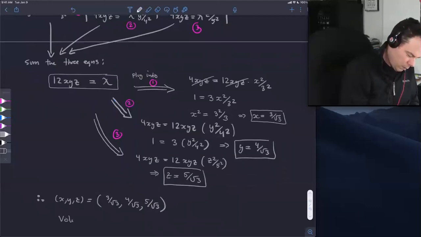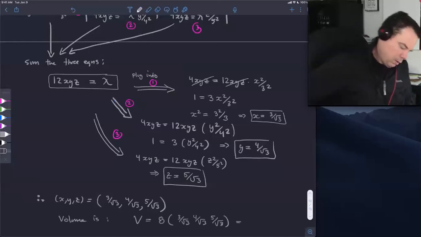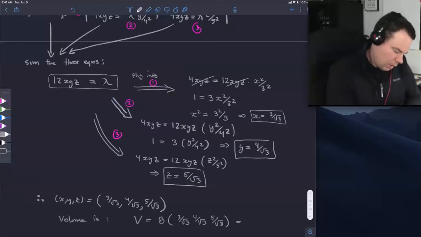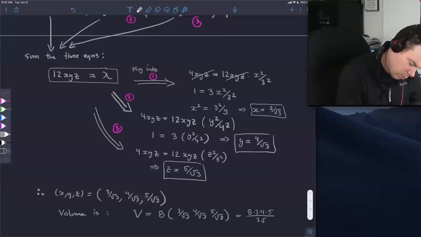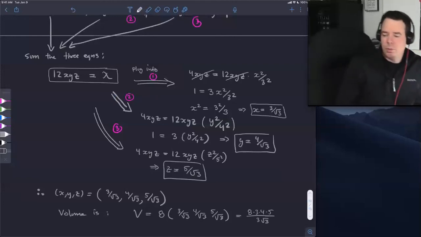And the volume then is given by 8 times 3 over root 3, 4 over root 3, 5 over root 3, which is 8. And so we got 20 times 3 is 60 times 8 is, we could multiply these things out, or we can just write it as 8 times 3 times 4 times 5 all over 3 root 3, whatever that works out to be in the end.